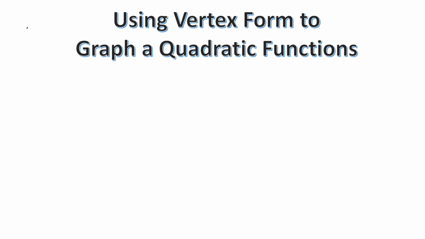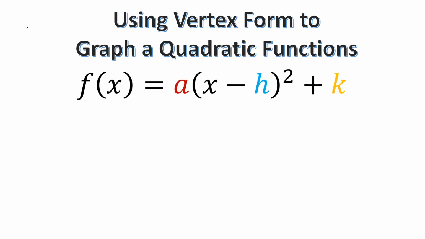Today we're going to use the vertex form to graph a quadratic function. Remember that if a quadratic function is in vertex form, you're able to identify the vertex where the line of symmetry will be drawn. f(x) = a(x - h)^2 + k is vertex form, where h and k form the vertex. We write it as an ordered pair.